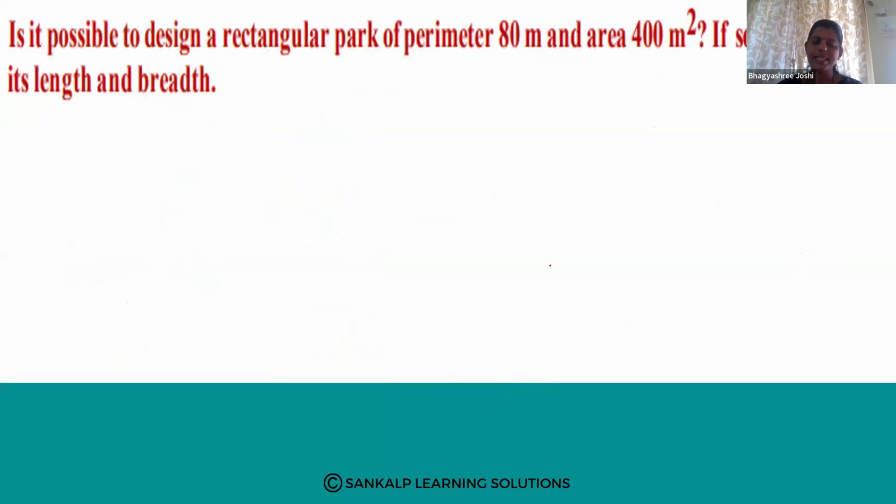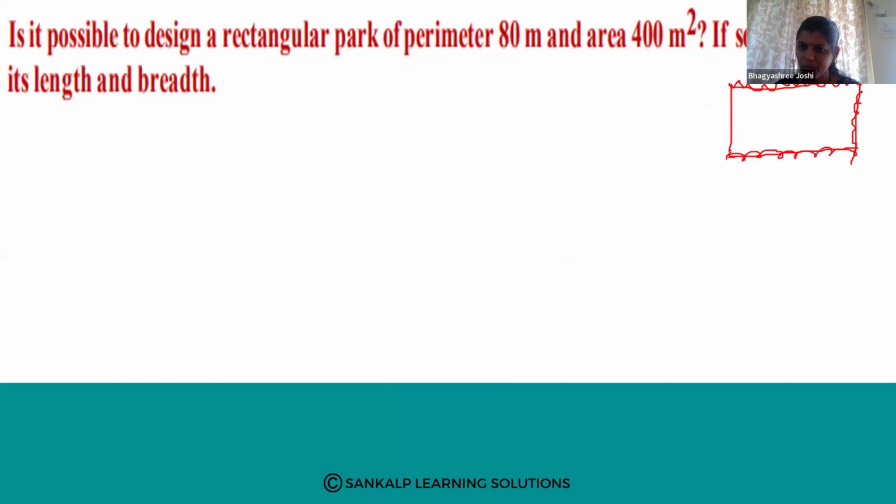So next. Is it possible to design a rectangular park of perimeter 80 meter and area 400 meter square? If so, find its length and breadth. So here one park is there. That park is also in the shape of a rectangle. Okay, one park is there. In which shape is that park? It is in rectangular shape.